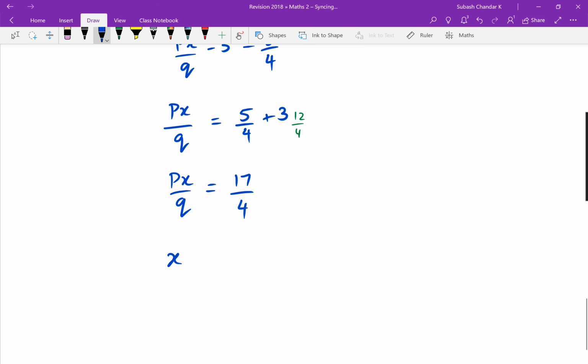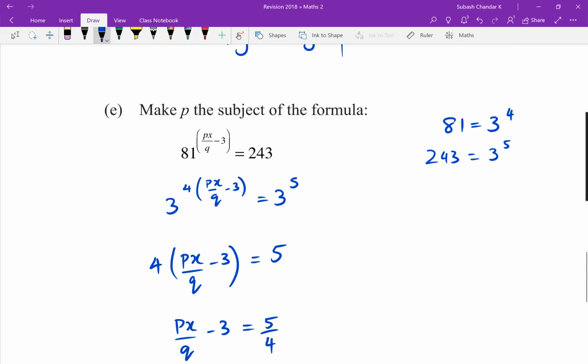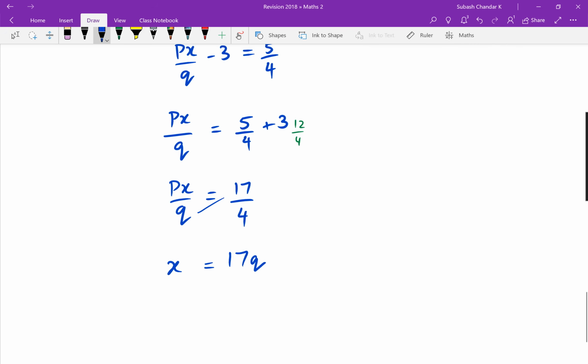So I've got x equals q times 17, which is 17q. Wait, am I doing p or x? Make p the subject, okay? Let's get rid of that x. Leave the p there. And then multiply the x with the denominator. So I've got 4x. Okay? Now, that's one way of doing this.